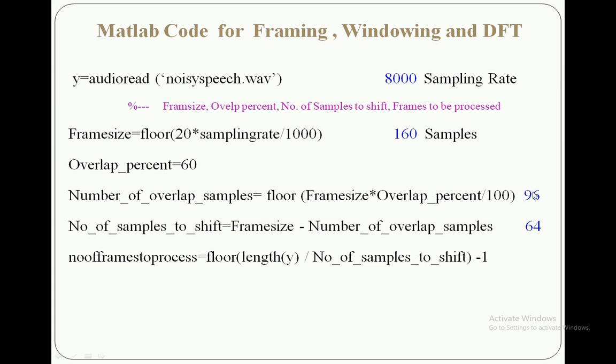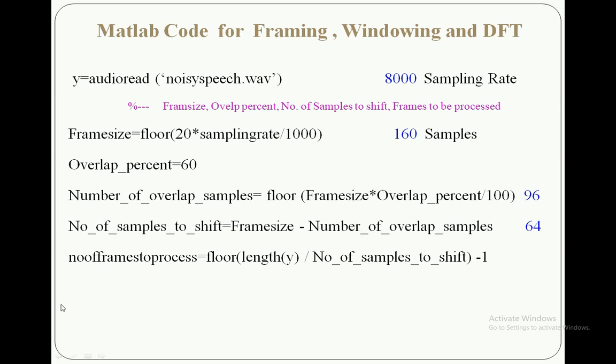And what are the remaining samples here? The remaining samples are the total 160 minus the number of overlap samples. That is 160 minus 96, which is equal to 64. So what is this 64? Every time you have to shift the window by 64 samples. Why? Because 96 are the overlap samples. Like that, you select the frame size and the shifting samples.